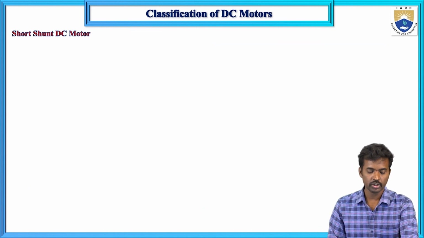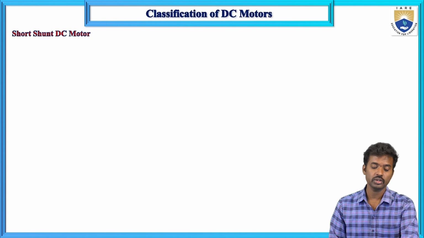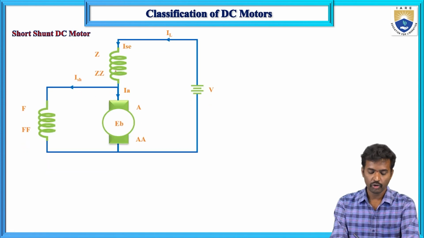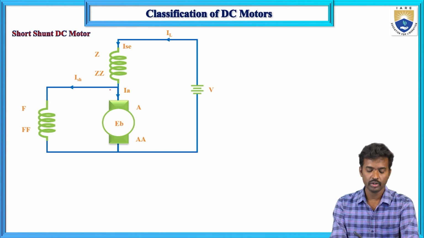Next, the short shunt DC generator. In the short shunt, one field winding is connected in series and the other field winding is connected in parallel. In the long shunt, the shunt winding is connected across the armature and series combination. In this case, the series field winding and the supply are connected in series, so IL and I series are the same. IL equals I series.